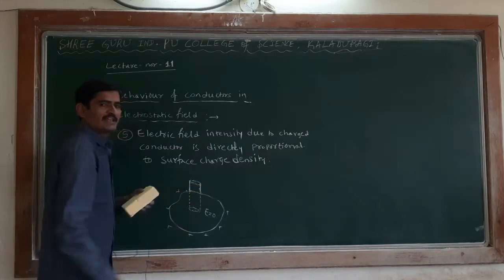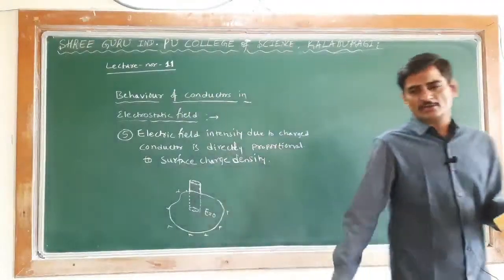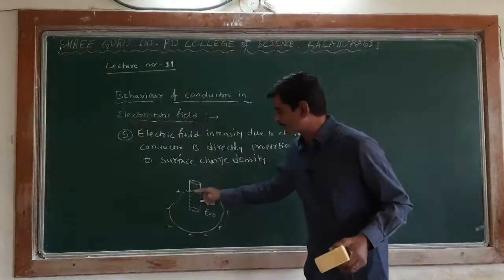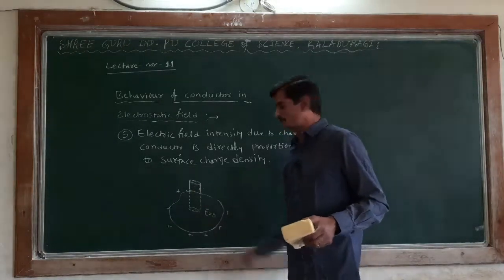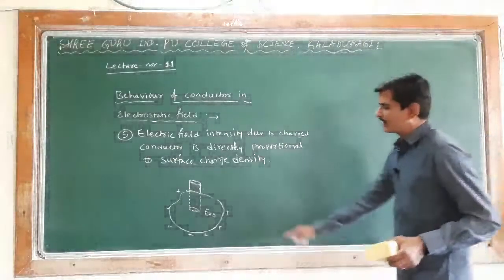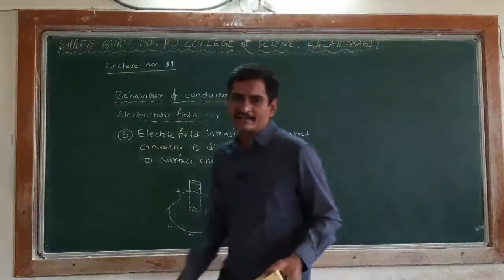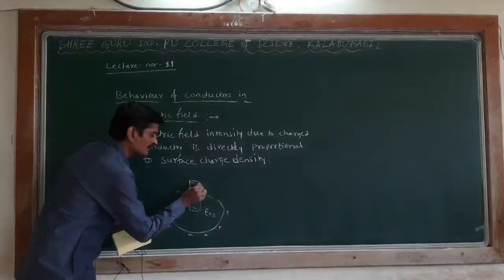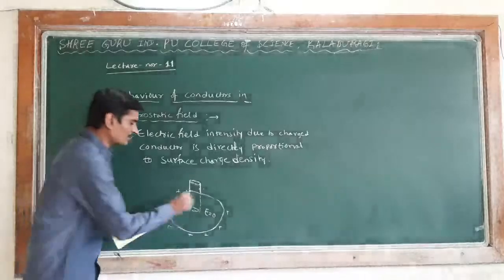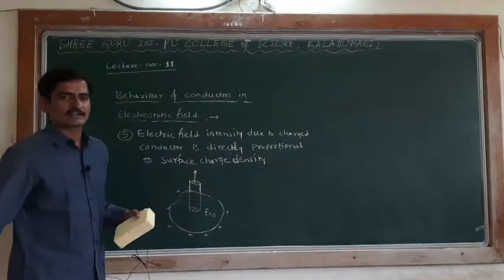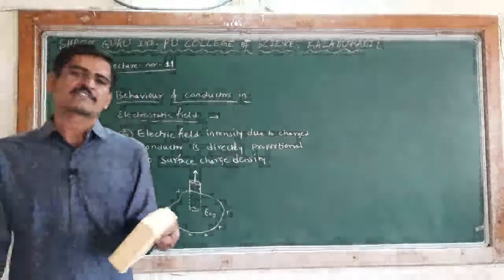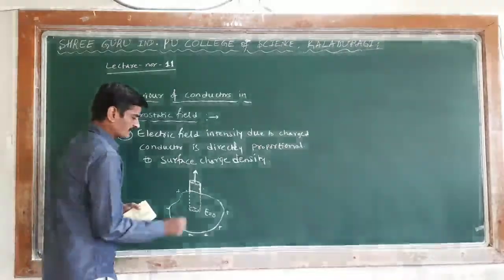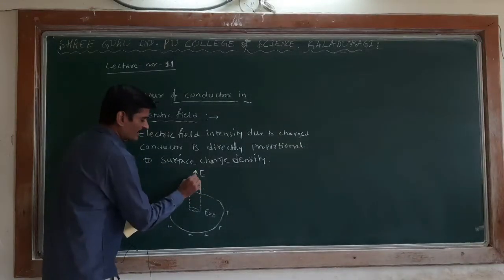The electric flux due to the curved surface will be 0, because the electric field intensity is perpendicular to the curved surface. So electric flux will be there only due to the circular cross-sectional area which is outside the conductor, where the electric field intensity and the normal to this surface are in the same direction.